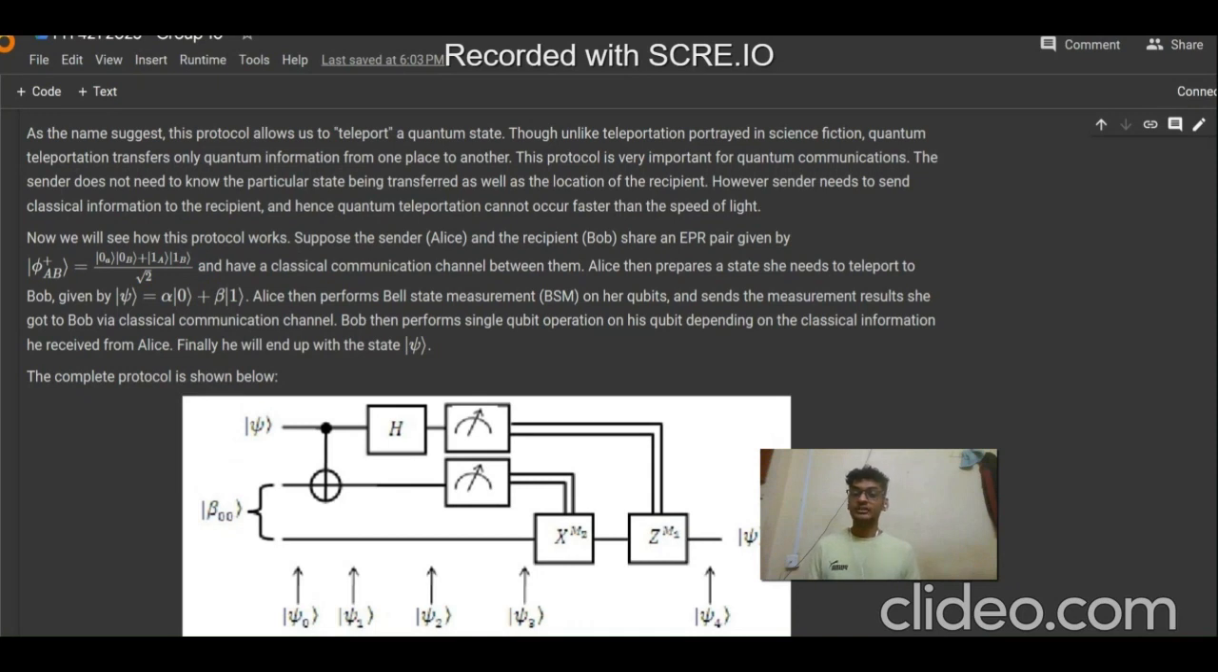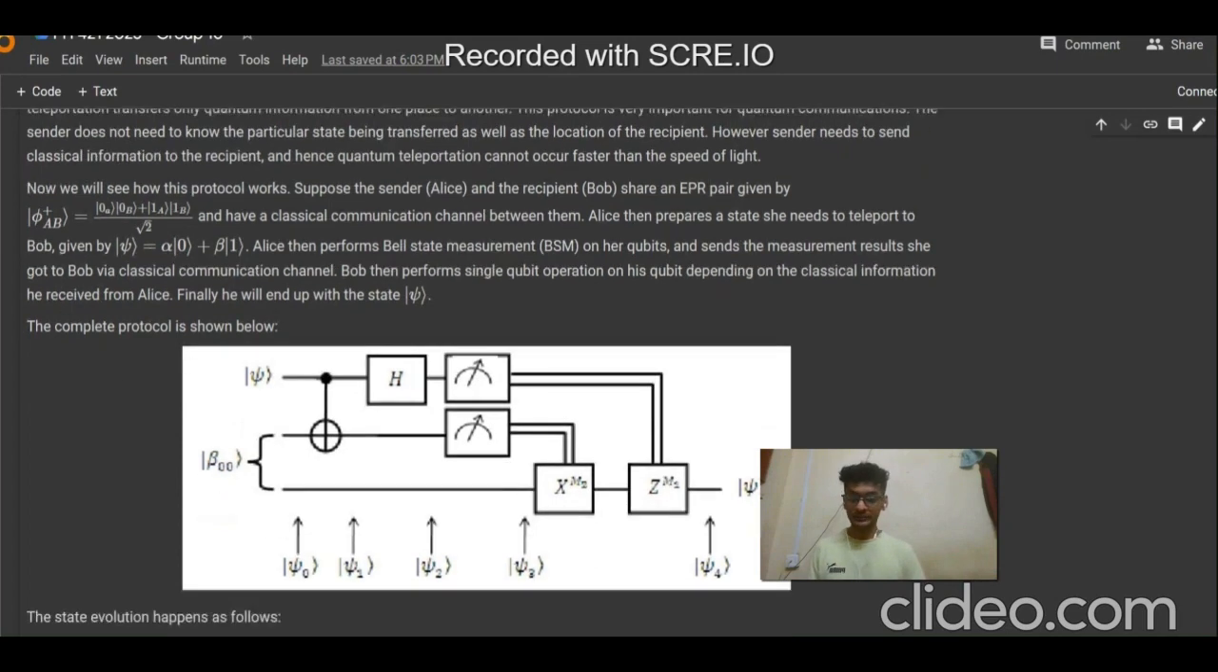And Alice also prepares a state α|0> + β|1>, which she wants to teleport to Bob, and then she performs Bell state measurement on her qubits, and she sends that information to Bob by classical communication, that is, which Bell state measurement she performs. According to that information, Bob performs some operation on his qubit, and he ends up getting the final state α|0> + β|1>.